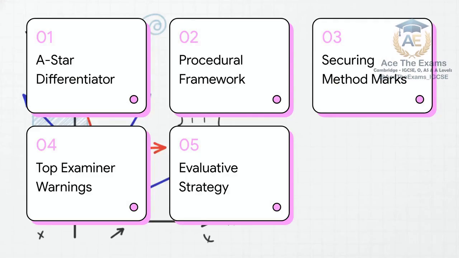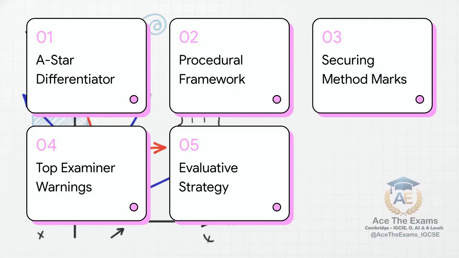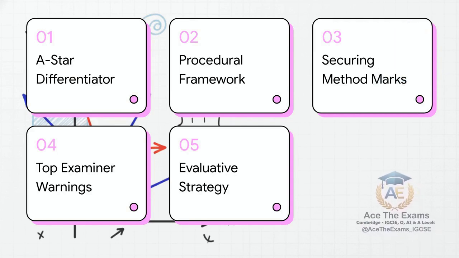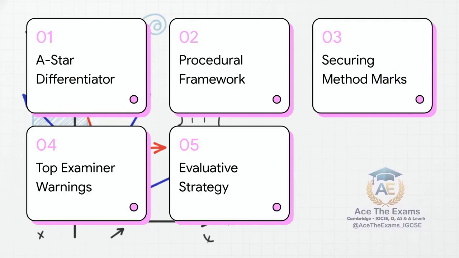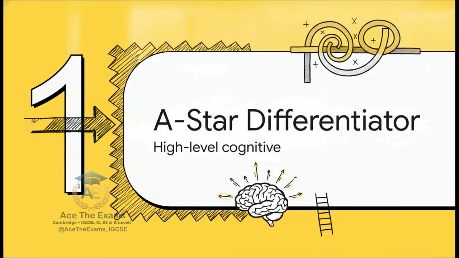Here is our masterclass agenda for today. 1. The A-star differentiator. 2. The procedural framework. 3. Securing method marks. 4. Top examiner warnings, and finally, 5. Evaluative exam strategy. Kicking things off with Section 1, the A-star differentiator.